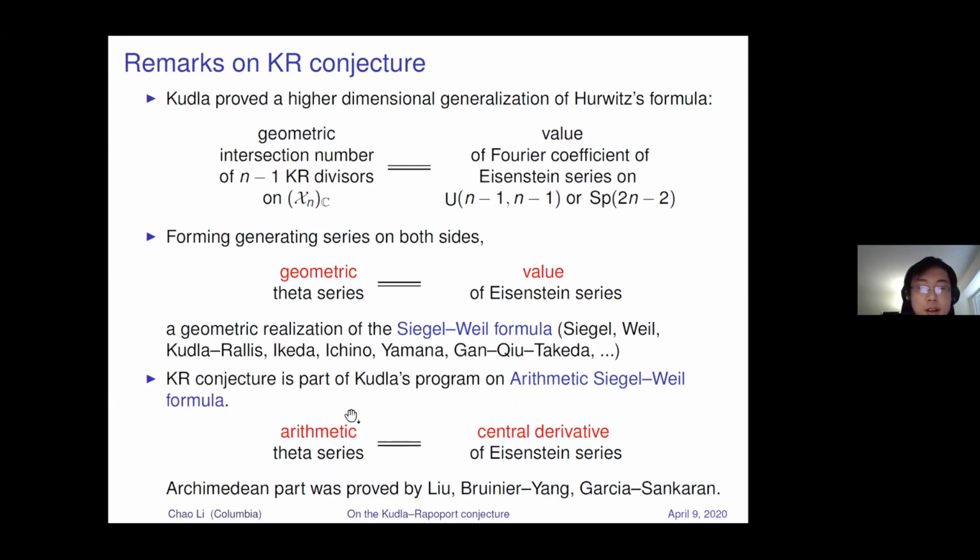Okay, so now I can form a generating series of these arithmetic intersection numbers on one side, and this arithmetic theta series should be equal to a central derivative of Eisenstein series on the right-hand side. More precisely, this Kudla-Rapoport conjecture is really the non-Archimedean part, on the integral model over Z. In fact, there's also the Archimedean part of the intersection number, and it should also be related to certain Fourier coefficients of Eisenstein series on the right-hand side.